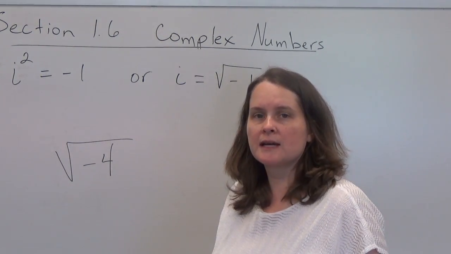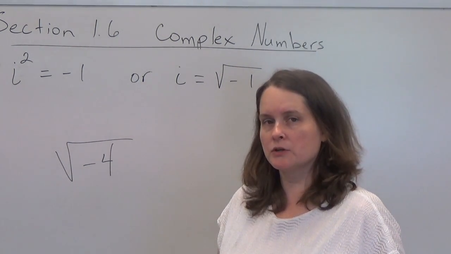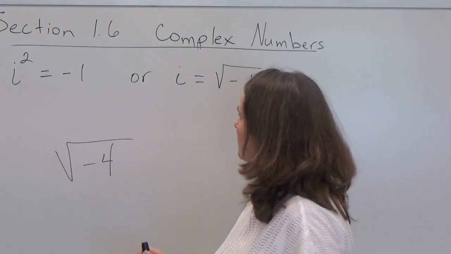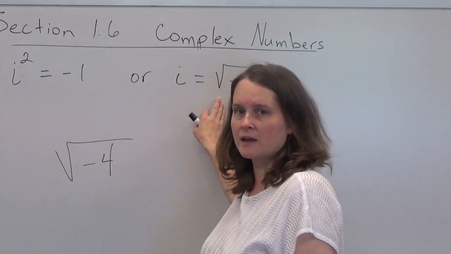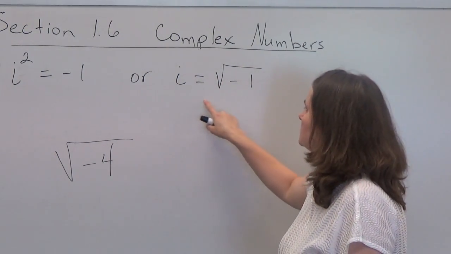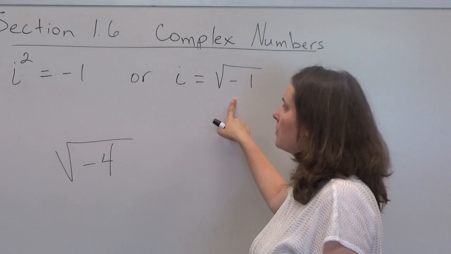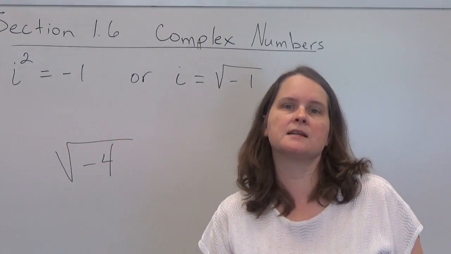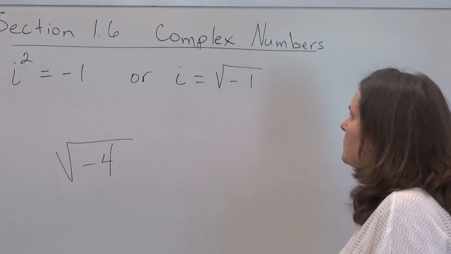Whenever you see the lowercase letter i, it's always going to be understood to mean the imaginary number i, which is defined to be the square root of negative 1. So we can say that i equals the square root of negative 1, or we can also say that i squared equals negative 1. These are just two different ways to say the same thing.